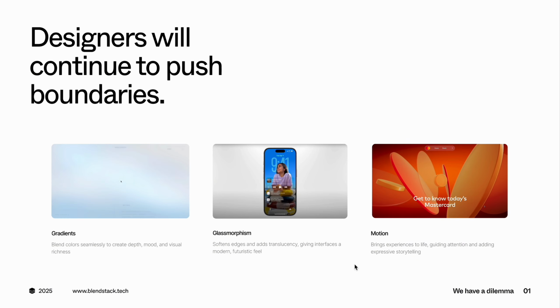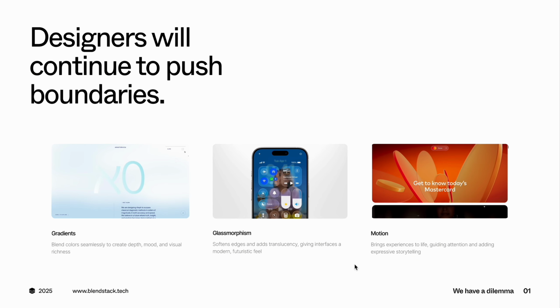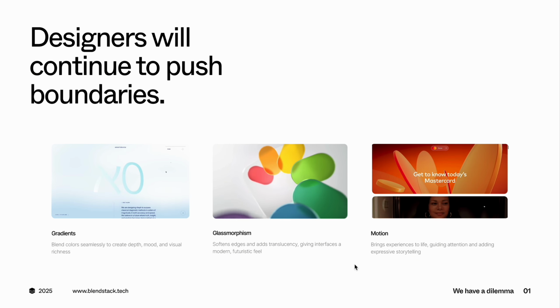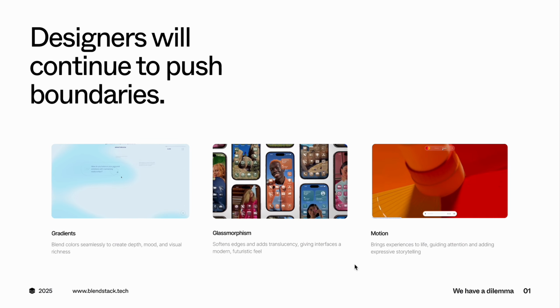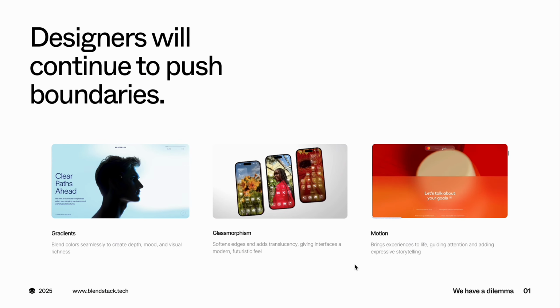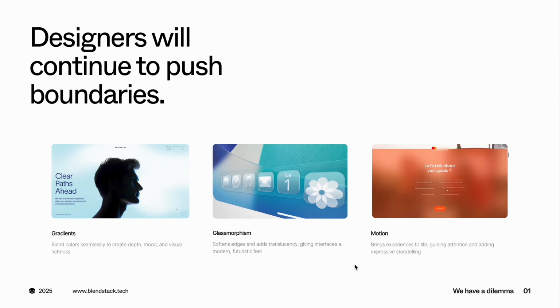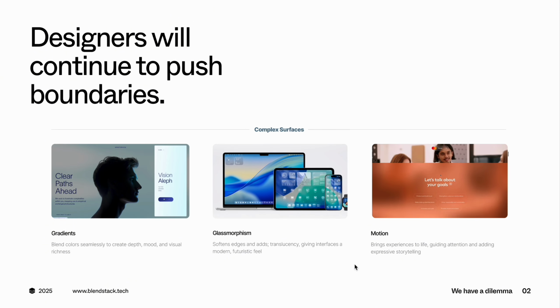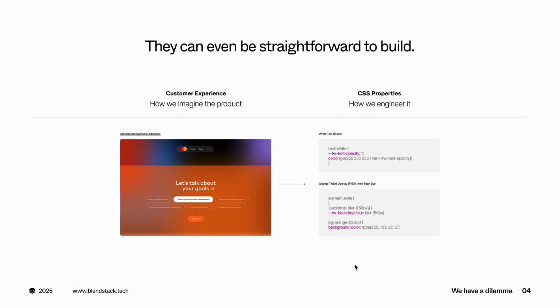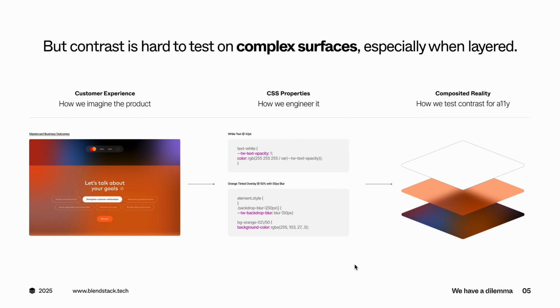So if you're a designer like me, you like to push boundaries. Sometimes this means we incorporate gradients, glassmorphic elements like iOS 26, shouts to Apple, or motion to bring our experiences to life and give them some depth or a particular mood or visual richness. Together, we call these elements complex surfaces. And on the surface, pun intended, these are pretty easy to make and they're fun. Our engineers typically don't have challenges with these sorts of elements.